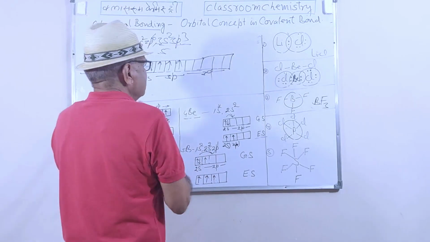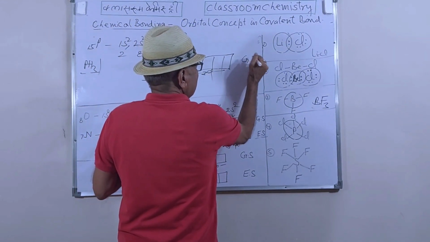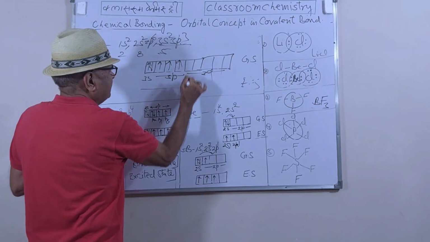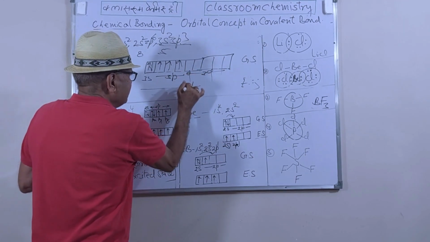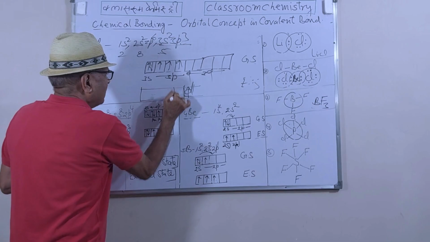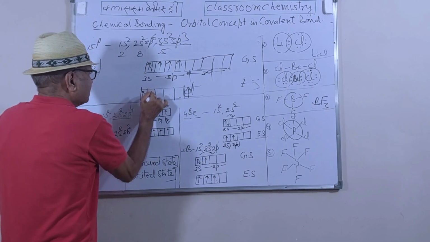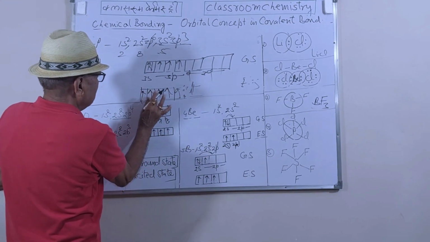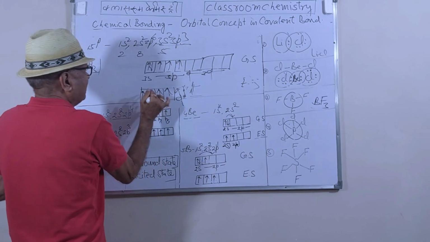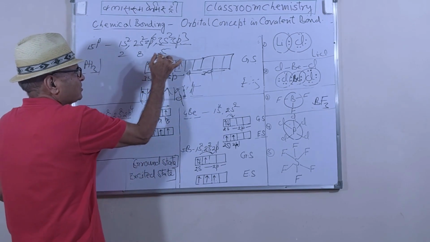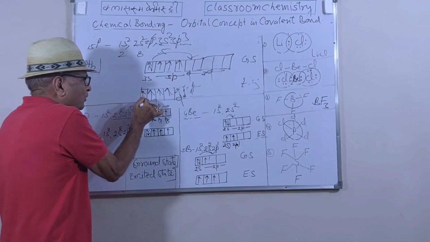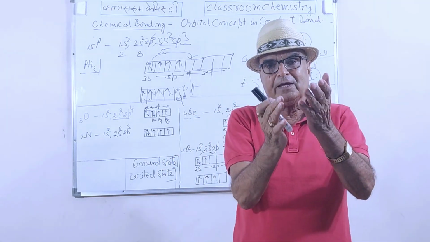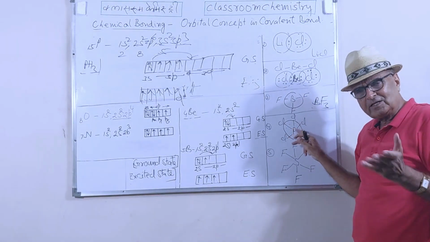Now again, this is the ground state. And when the excited state is acquired, one electron will transfer to the d orbital. So again you will find here 5 electrons, 1, 2, 3, 4 and this is the d. So this 3s electron will be transferred to the d and again you will find there are 5 unpaired electrons. In this way PCl5 can be formed.